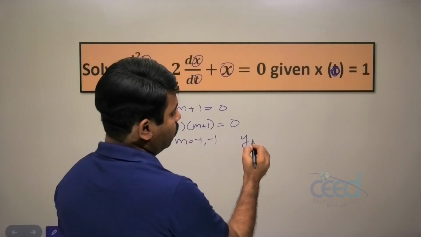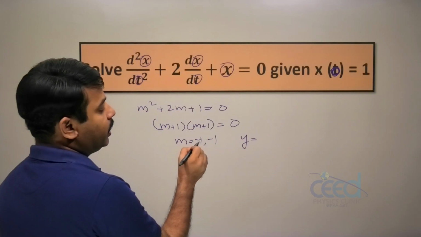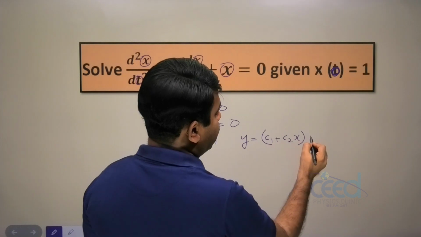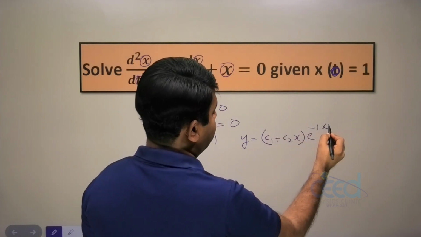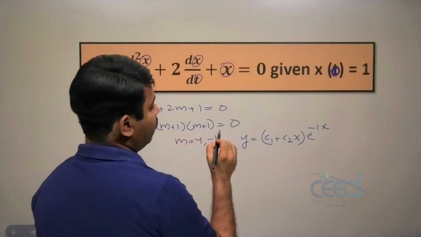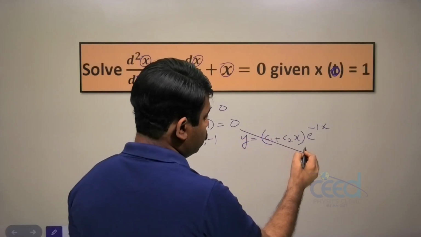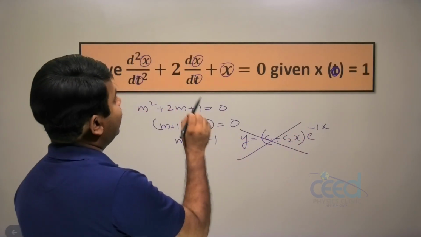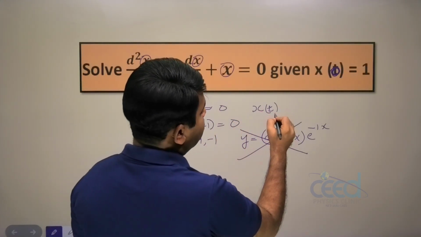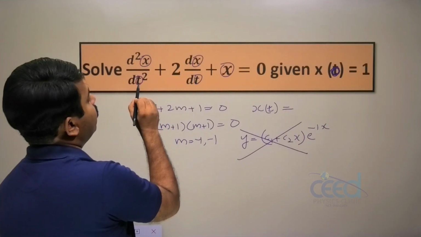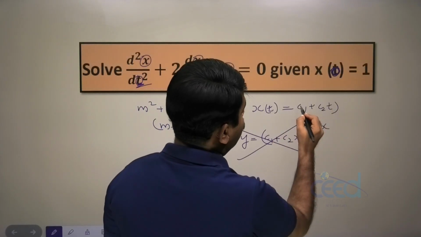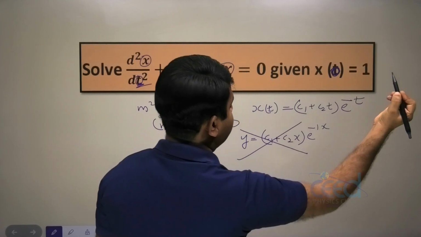Then what is our solution? By solving the auxiliary equation, we get two m values the same. Then c1 plus c2x into e raised to m1x, that is minus 1x. Now here we have a difference. We are unable to write the solution like this. Why? Because here the variable is x, so the solution we get is x only. Then x of t, x is a function of t only, equal to c1 plus c2t into e raised to minus t.